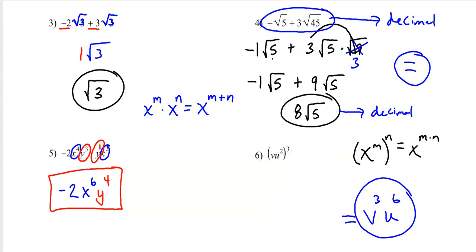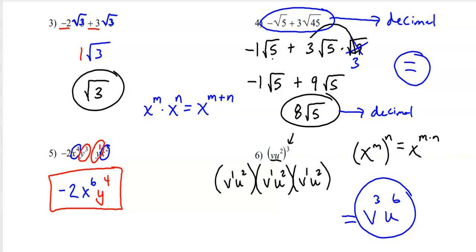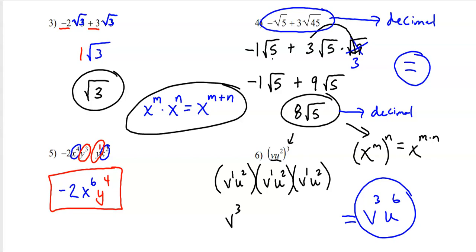If you're totally struggling, another thing you could do with number 6 is you could just do it old school and write it 3 times. So I could write out the base, v to the 1st, u squared, and then the 3 just says times it by itself 3 times. Then I could just do it old school, and I don't even have to know this rule. I can just go back to that rule, and I would add them all up, and I get v to the 3rd, add them up, get u to the 6th, same answer either way.